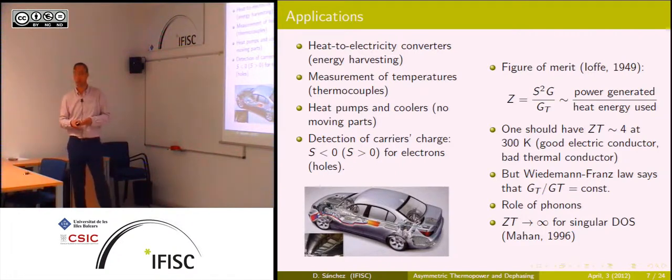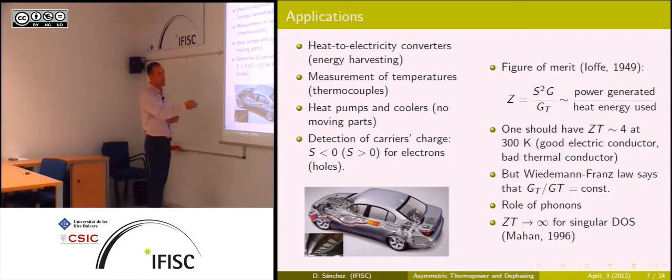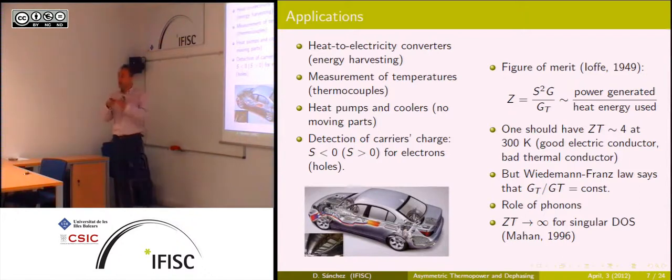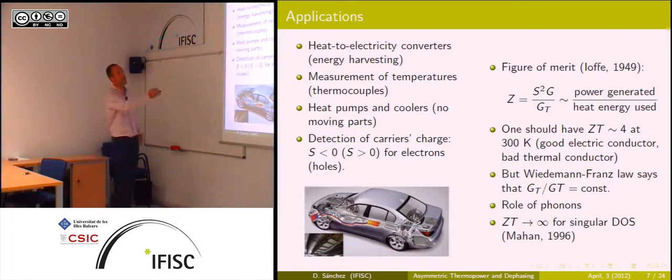figure of merit. But now remember the Wiedemann-Franz law, which says that the thermal conductance divided by the electric conductance, for many metals, is just constant. So it's very difficult to increase G and decrease G_T at the same time. However, this law works well for free electrons. For free electron metals it can be demonstrated. It's really good for solid-state physics.